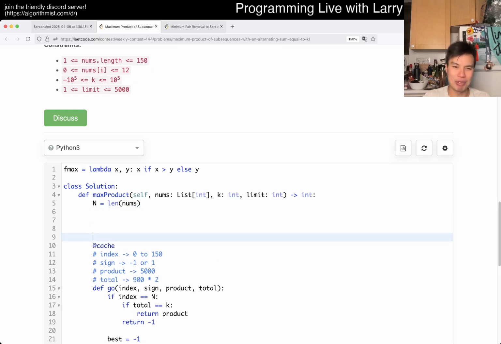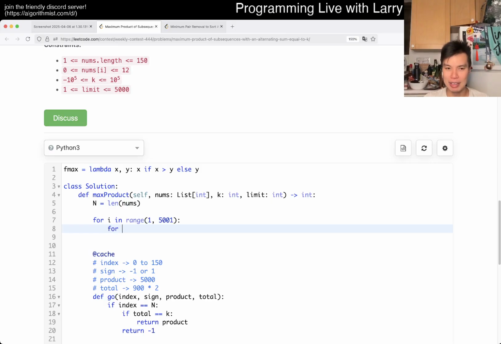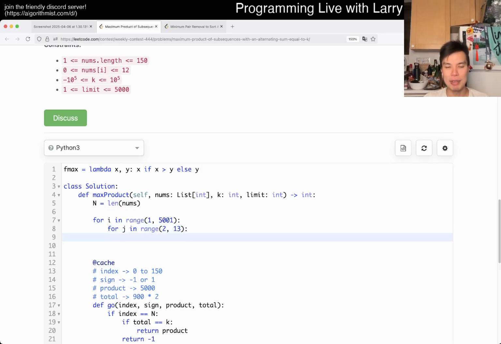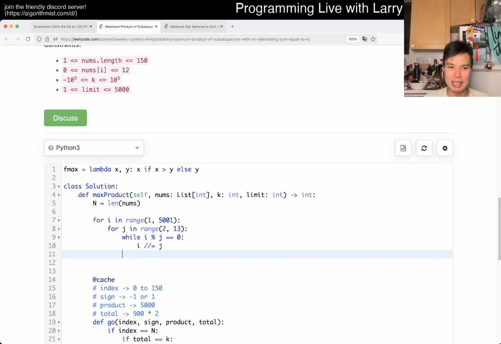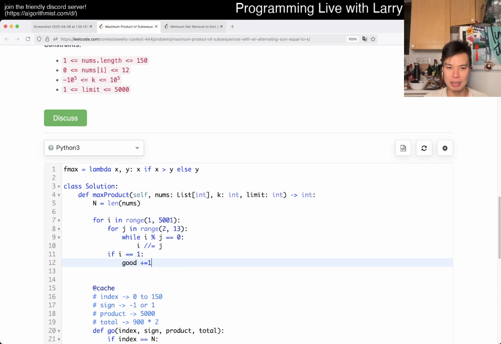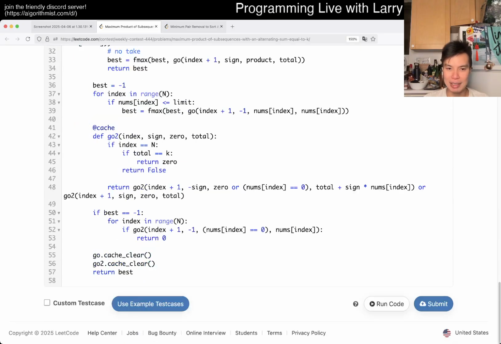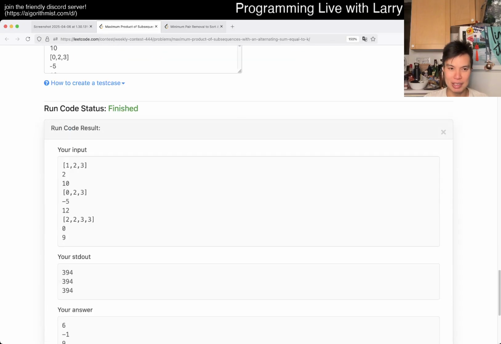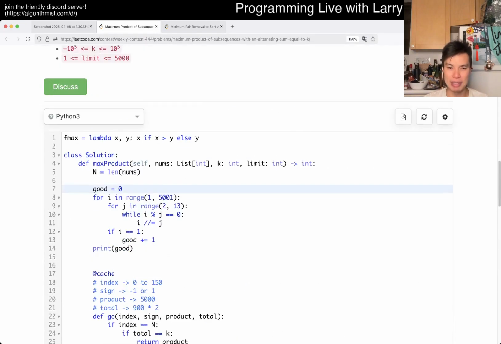I mean, I could live write it again probably, but just something like, yeah. So for i in range from 1 to 5,000, right? So we have for j in range from 2 to 12 inclusive, so it's 13, right? So while i mod j is equal to 0, we divide it, right? And then if i is equal to 1, then good, increment, right? And then we could print this out real quick, something like that. And we just run it, and you'll see that this is 394, which I round up to 400. So that means that there are only 394 distinct numbers for which this is true.